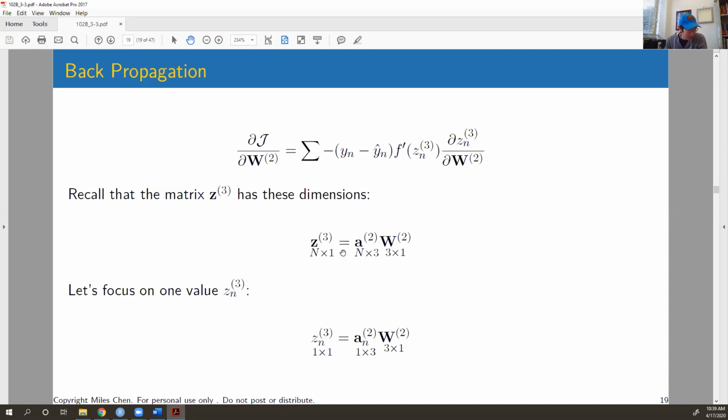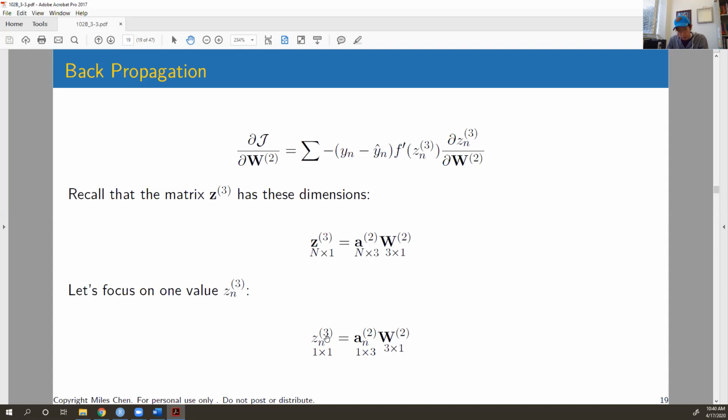And it's the result of multiplying the A matrix, the values after activating the original z's, times that second weight matrix. If we just focus on one value, z is n by 1, which is the result of an n by 3 and a 3 by 1. Let's just look at one value. This is a scalar value, 1 by 1, and A is a 1 by 3 matrix, and W is a 3 by 1 matrix.